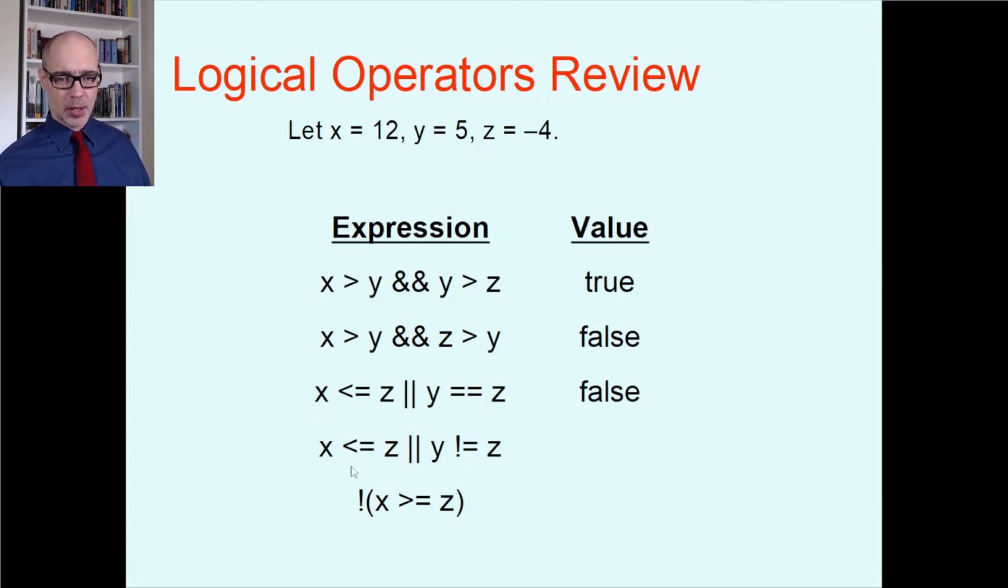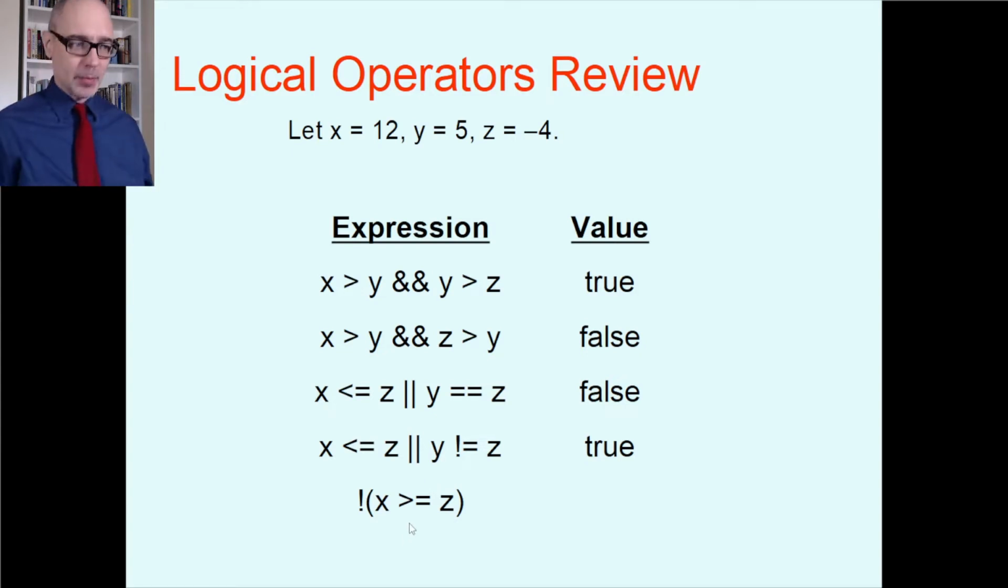The fourth one here, okay, the left-hand expression, we just said that is false. The one on the right is 5 not equal to -4. That is true. 5 is different than -4. So I've got false or true, and that's going to come back as true because or needs at least one, right? Wants one to be true, and that's what we have here.